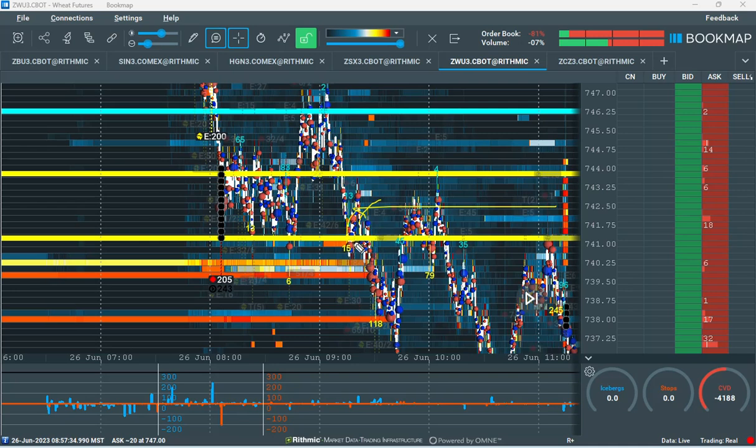So move it out a point and a half and get in at 41, just because of the propensity for these things to bounce off these zones. The whole reason we're trading them. Try to get outside the zone. So let's just move that down to 741.